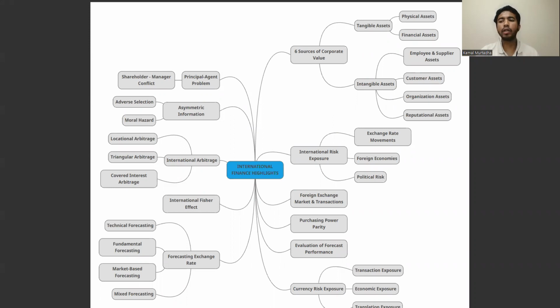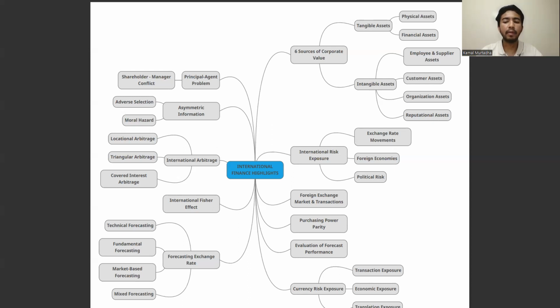Firstly, I will talk about six sources of corporate value. Tangible and intangible assets are the two types of corporate value sources. Tangible assets consist of physical assets and financial assets, whereas intangible assets consist of employee and supplier assets, customer assets, organization assets, and reputational assets.